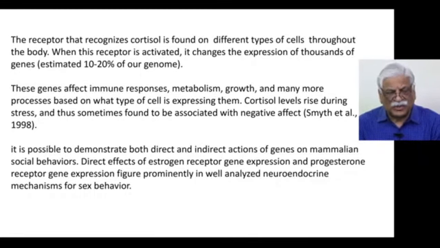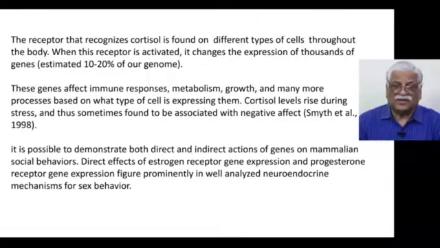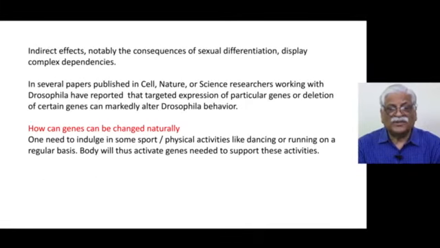It is possible to demonstrate both direct and indirect actions of genes on mammalian social behaviors. Direct effects are seen in estrogen receptor gene expression and progesterone hormone receptor gene expression, prominently in well analyzed neuroendocrine mechanisms for sex behavior. Among indirect effects, the consequences of sexual differentiation and the display of complex dependencies in male and female in various species are the basic examples.